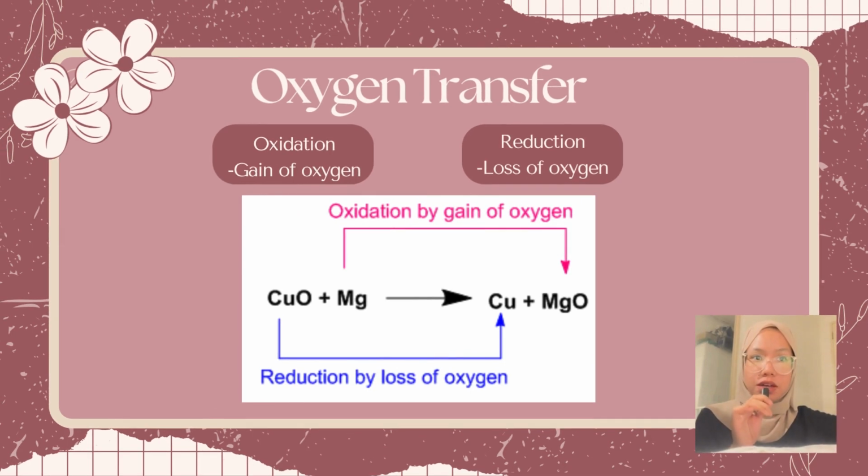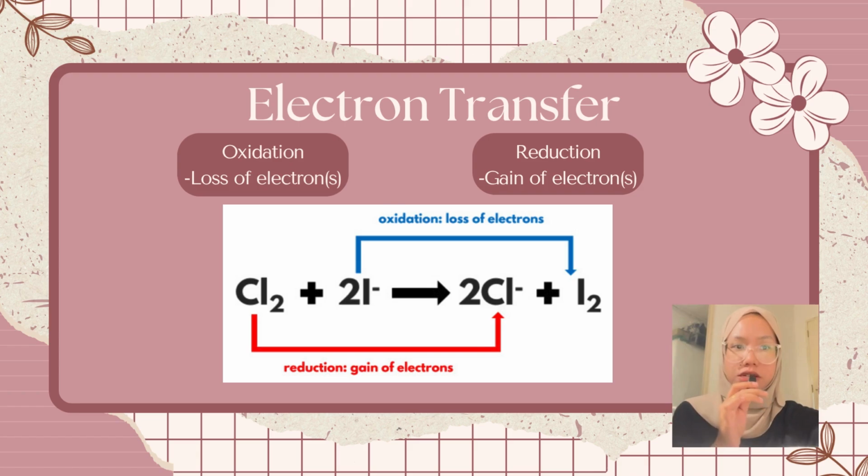Oxidation is when something loses electrons or gains oxygen, and reduction is when something gains electrons or loses oxygen. Oxygen transfer. Oxidation happens when a substance gains oxygen, while reduction is when it loses oxygen. In this example, CuO reacts with Mg to form Cu and MgO. CuO is reduced because it loses oxygen, while Mg is oxidized because it gains oxygen.